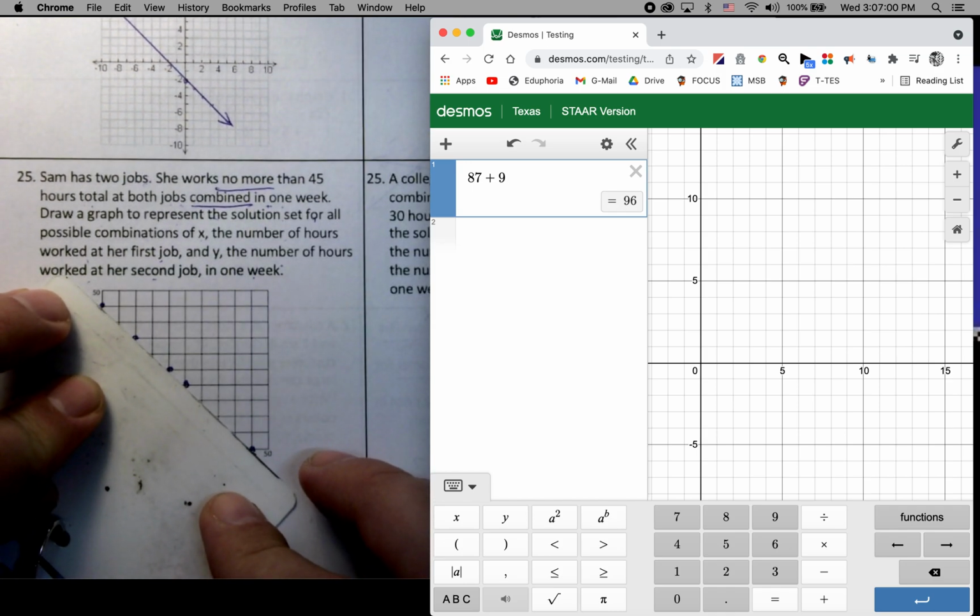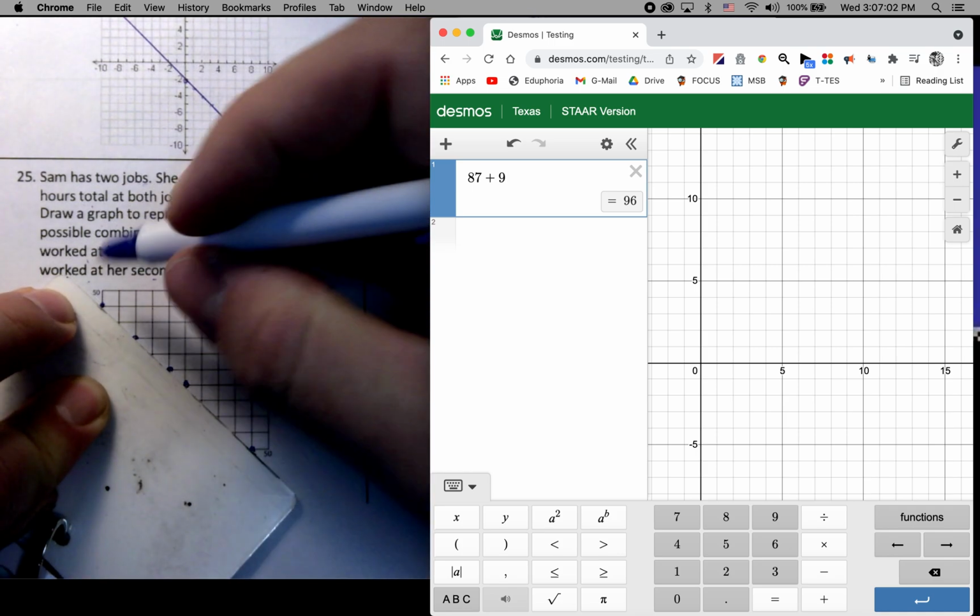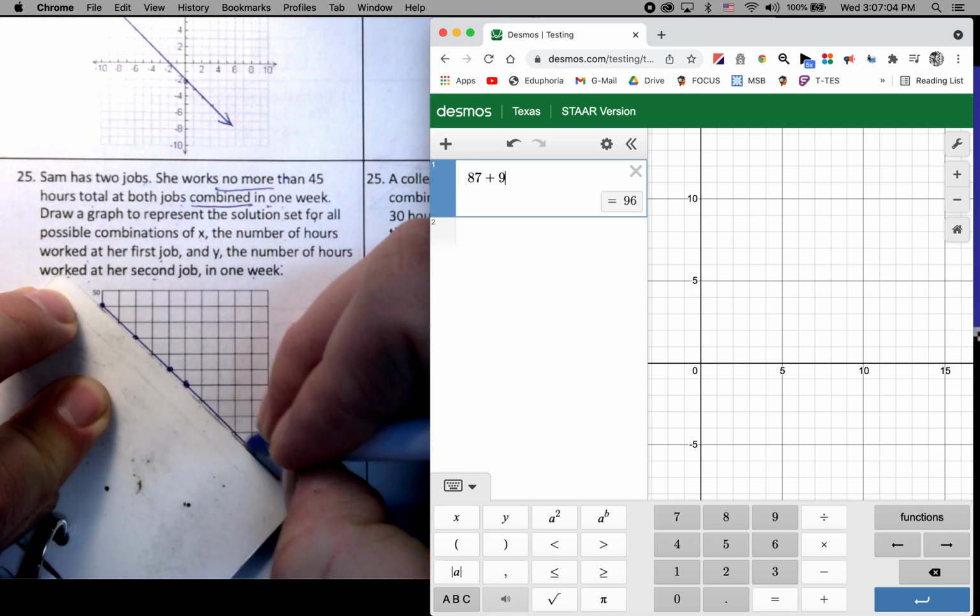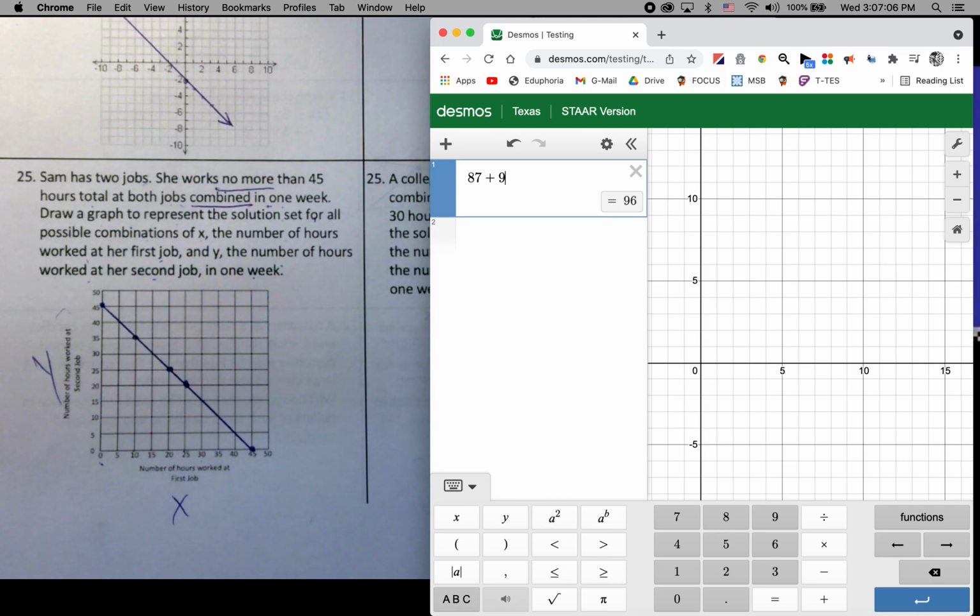So what I'm going to do is I'm going to connect the dots. Oh, hey, there we go. I got a line. I have my graph.